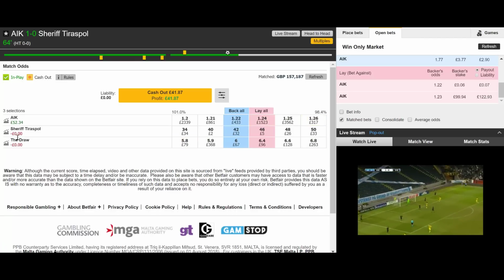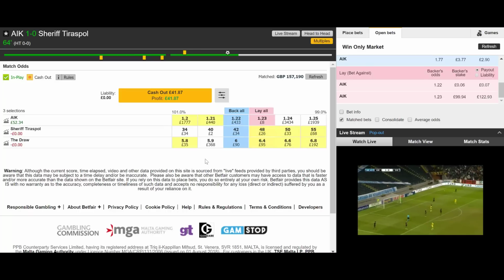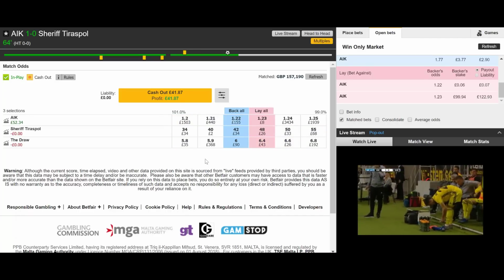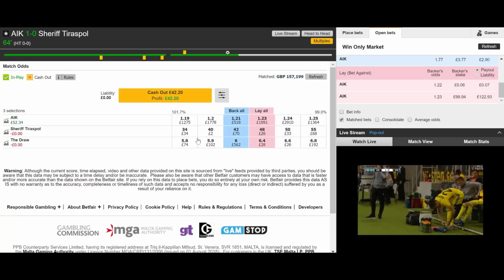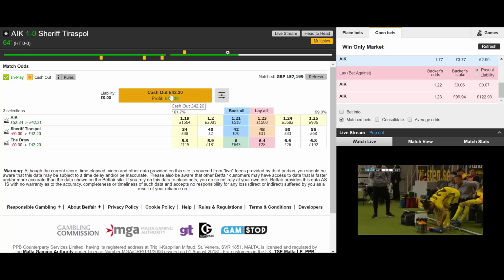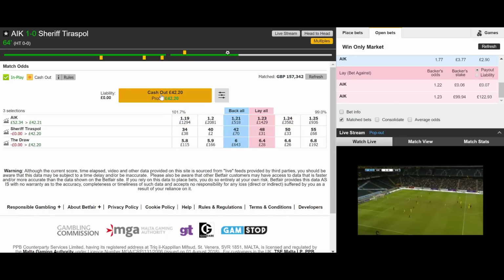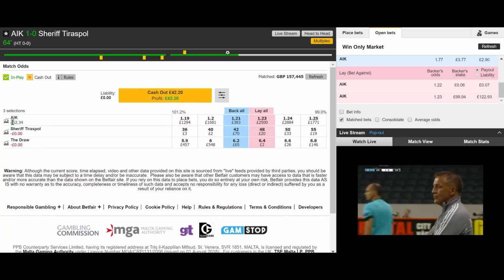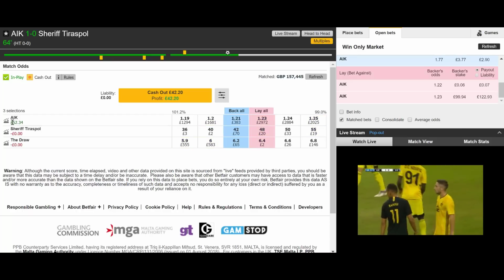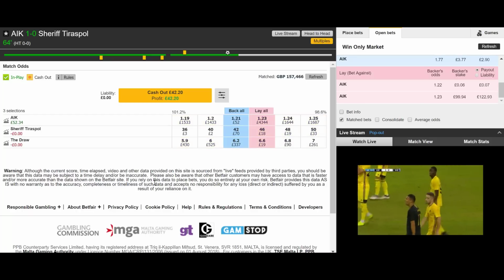So if it ends in a draw or Sheriff go on and win, then we're actually going to break even, which isn't the worst thing in the world. And a lot of newbies do have a struggle with, they get the goal and they immediately just want to cash out and lock in the profit, which is actually costing them a little bit of extra profit there, 30% or so. It's almost like leaving money on the table.